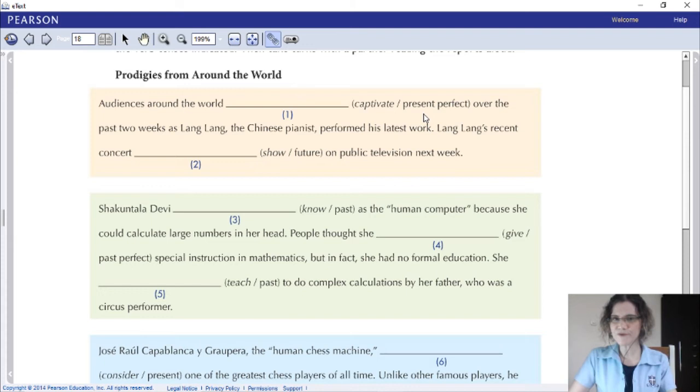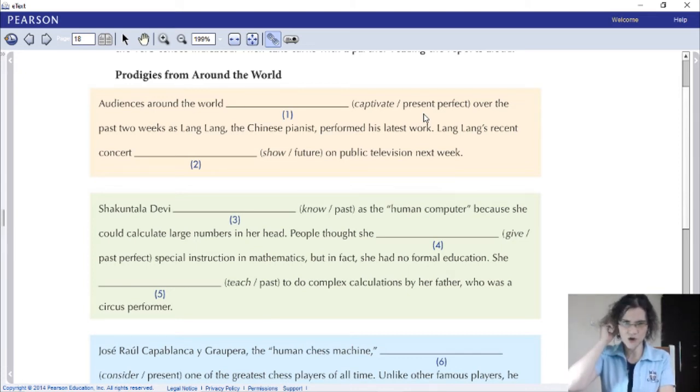But remember, this is in the passive form. So everything that is written in the passive form has to have some kind of verb be, right? So we have to put the right type of verb be in the present perfect. And for present perfect, the type of be is been. So that combined together becomes audiences around the world have been captivated over the past 2 weeks as Lang Lang, the Chinese pianist, performed his latest work.